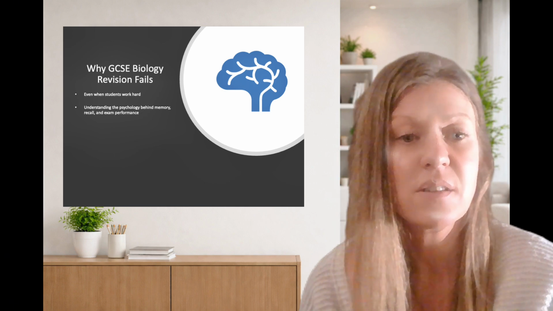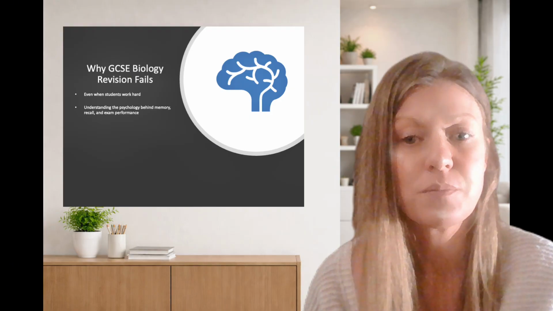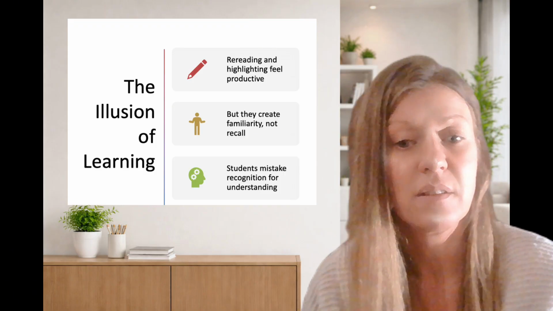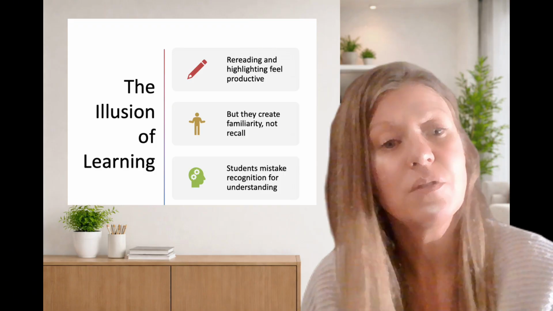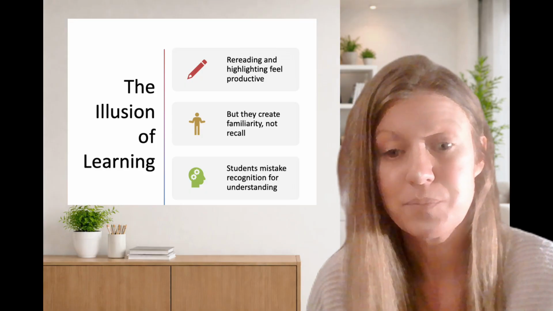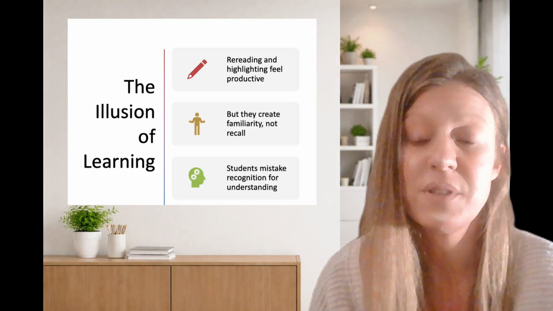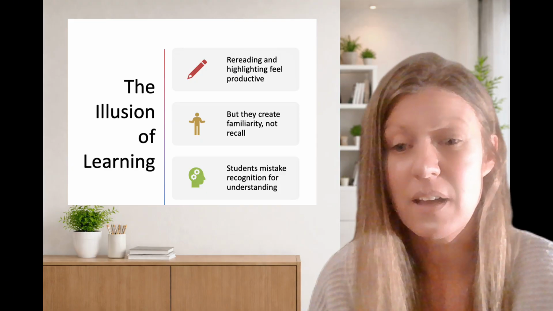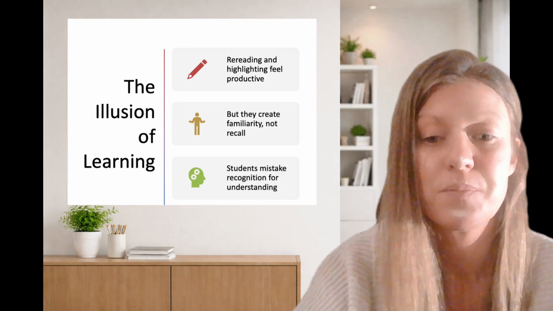Once you understand the psychology behind revision, it becomes much clearer why students can revise for hours and still underperform. The illusion of learning. One of the biggest problems in revision is something called the illusion of learning. This is when revision feels productive, but doesn't actually build exam-ready memory. Students often mistake familiarity for understanding, and that mistake is costly under exam conditions.